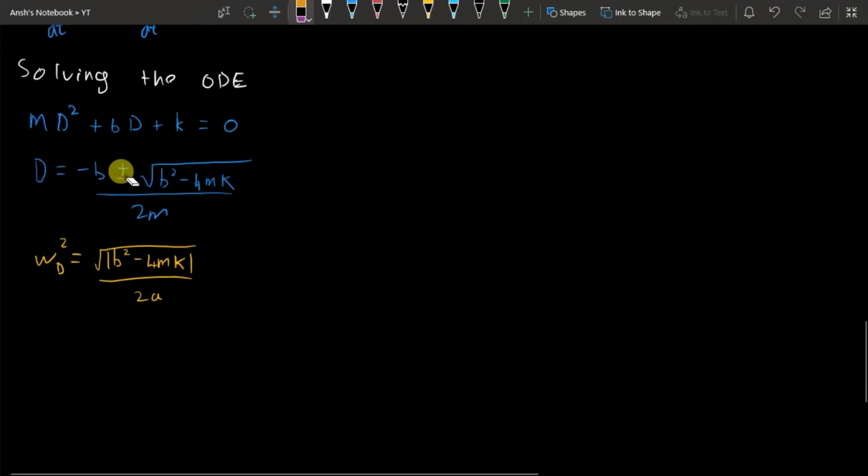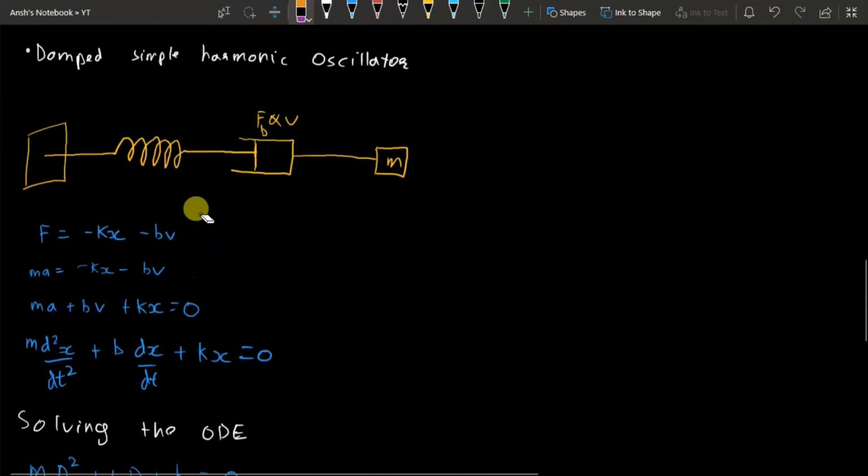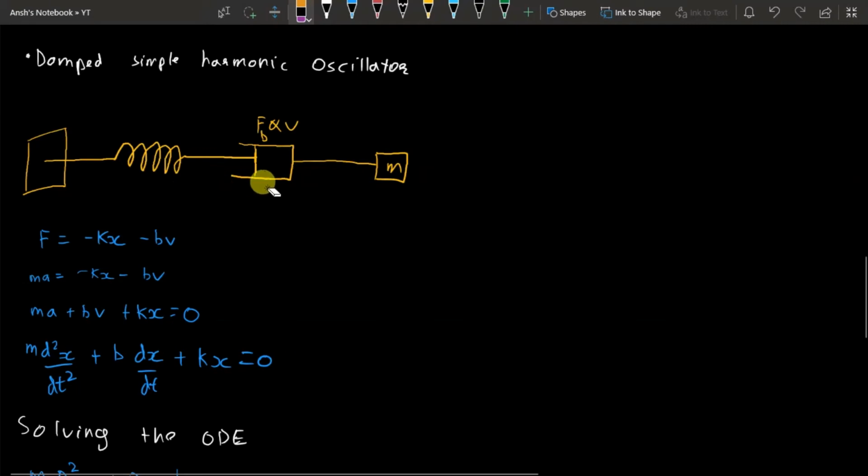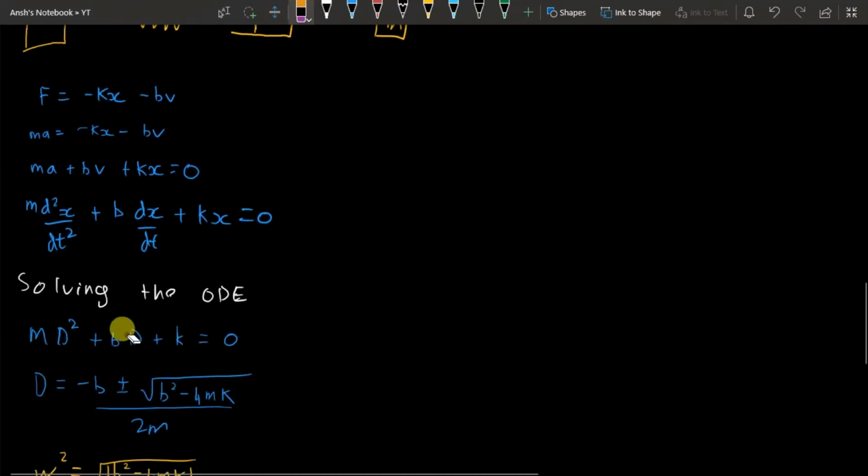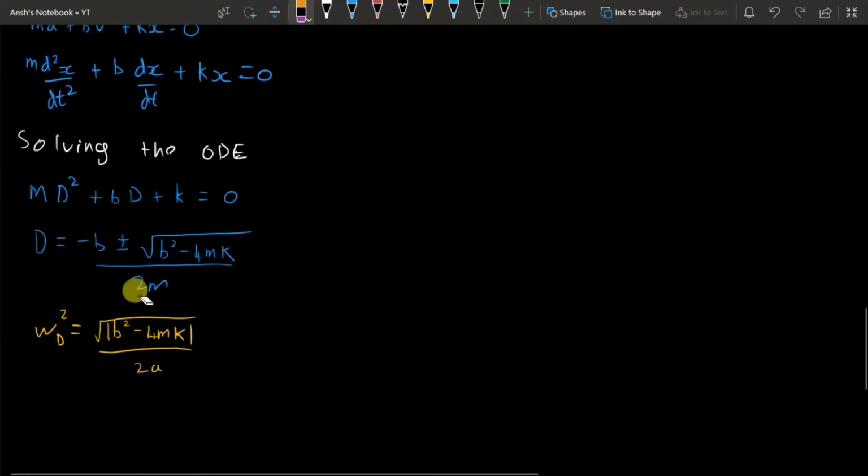So the actual value of this square root will depend on the values of b, m and k. Now b, m and k are all known quantities to us. The damping constant of the damper b is known to us, the spring constant k is known to us, and the mass of the object m is also known to us. So these are all quantities that we know experimentally, and all we want to determine is the function x, the value of x as a function of time.